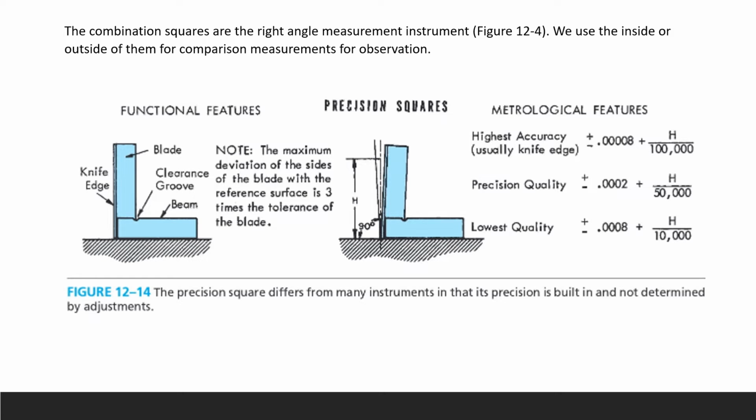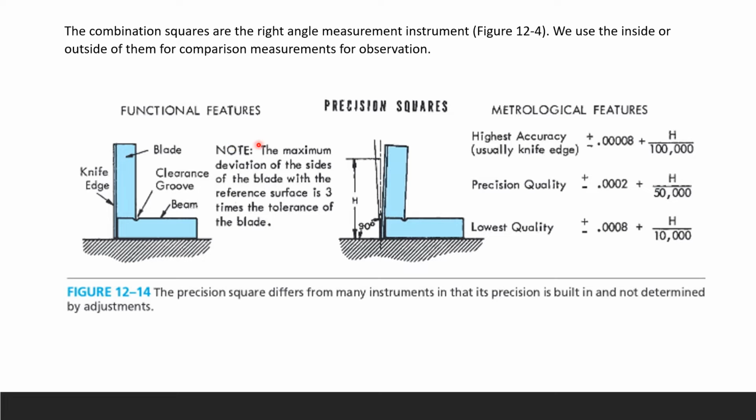The combination square is the right angle measurement instrument, and we use the inside or outside of them for comparison measurements for observations. It depends on the shape of the objects that you're measuring their angles.